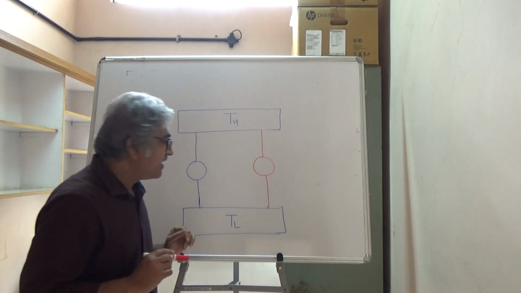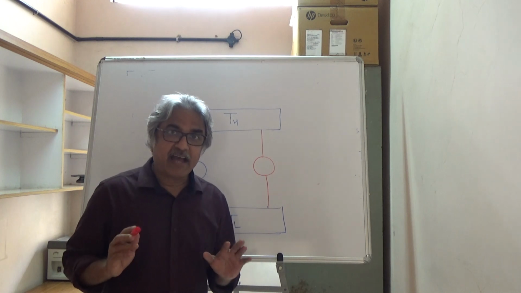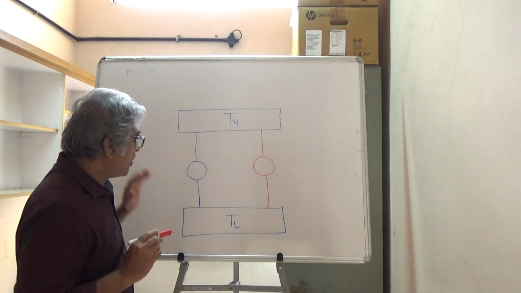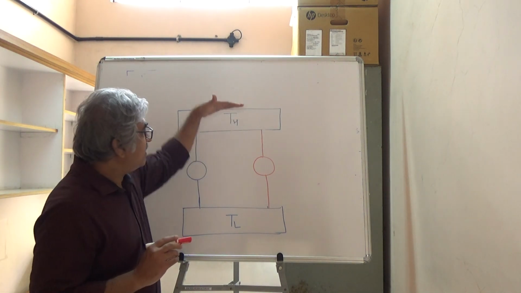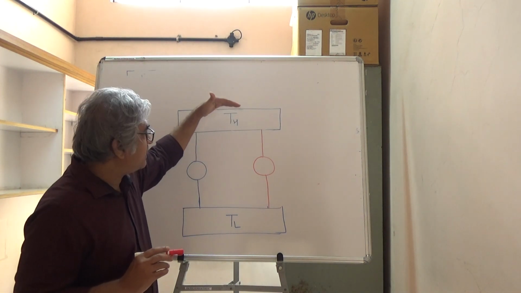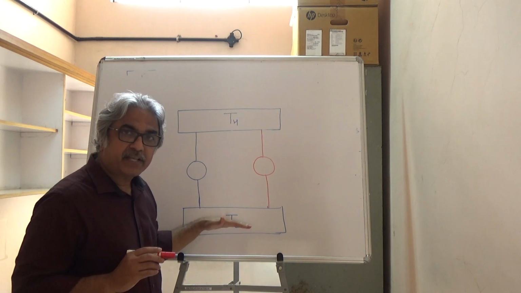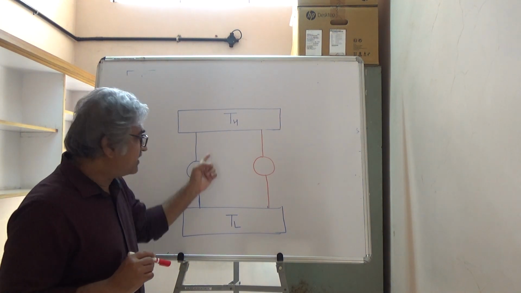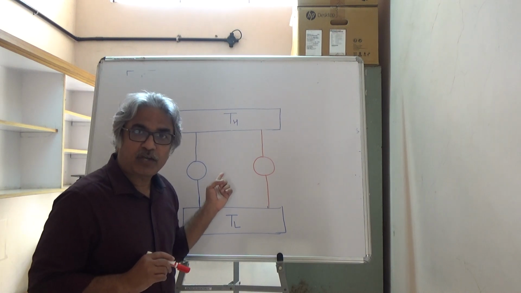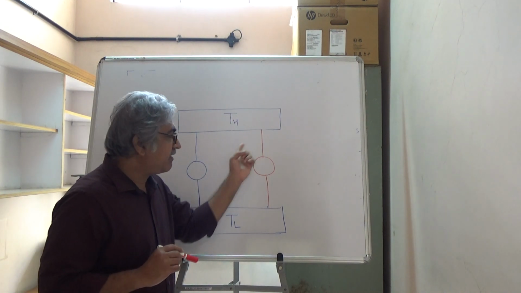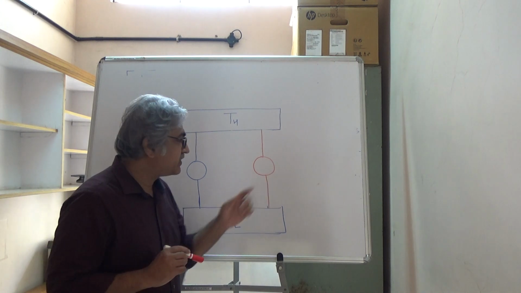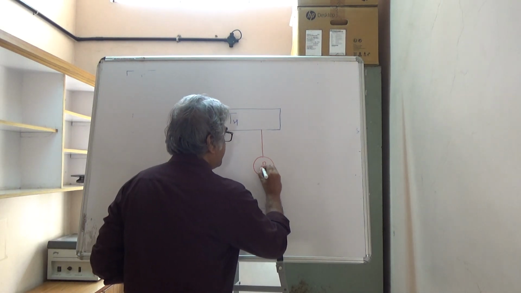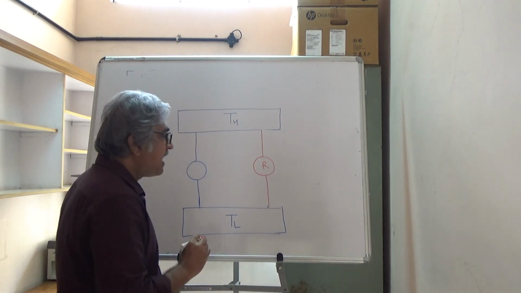Correct? Okay. Now this theorem has to be proved. And how do we prove that? Think about this. We are imagining source temperature fixed at TH, sink temperature fixed at TL. Here we have an engine which is not reversible. Here we have an engine which is reversible. So I'll use R, which is reversible.